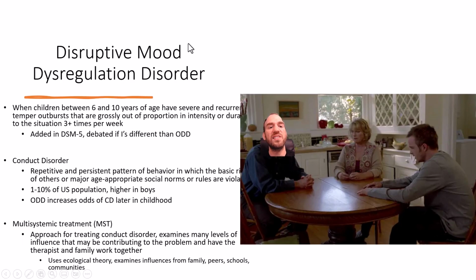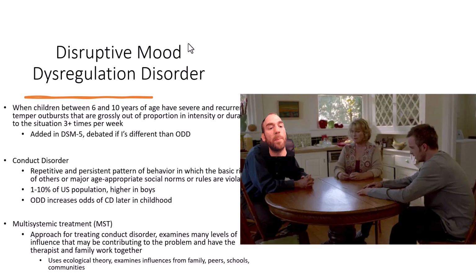Dysregulation disorders: when children between 6 and 10 years of age have severe and recurrent temper outbursts that are grossly out of proportion in intensity or duration to the situation, 3 or more times per week. It was just added to DSM-5, which is the newest DSM, so it's debated if this disorder is actually different than oppositional defiant disorder. Which, again, maybe it is, maybe not, so we don't know. Things go in and out of the DSM all the time. There's a lot of critiques about the DSM, not for this class.